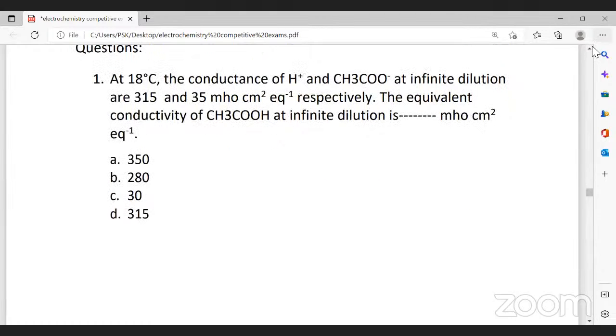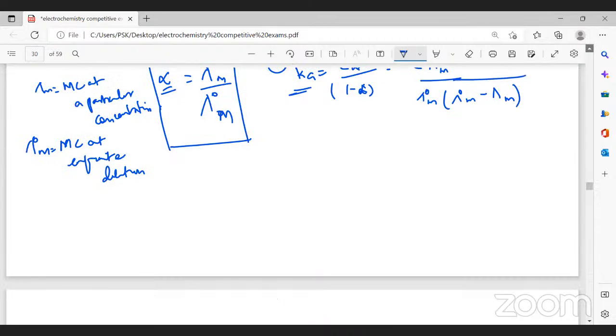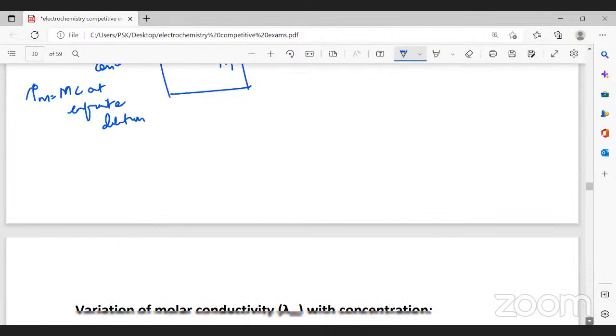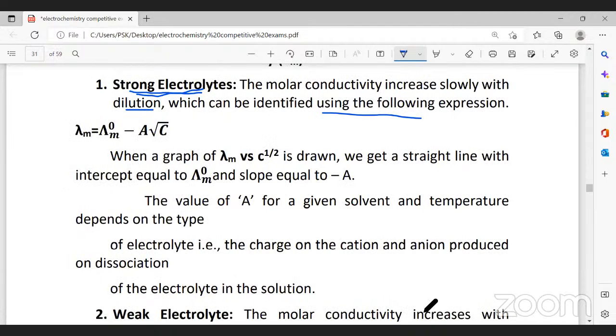Now when you draw the graph like this, that is lambda m versus c to the power 1 by 2, you get a straight line like this. This intercept is equal to lambda naught m. And the slope is equal to minus A. The slope is equal to minus A.